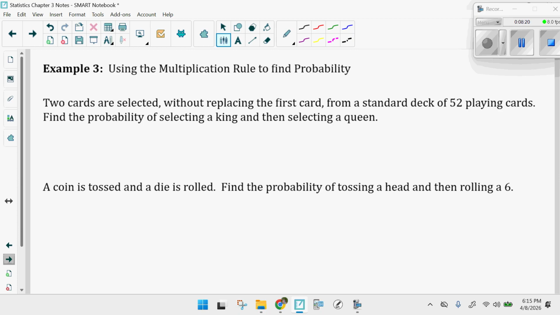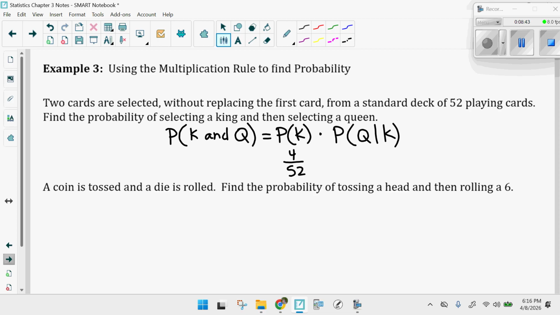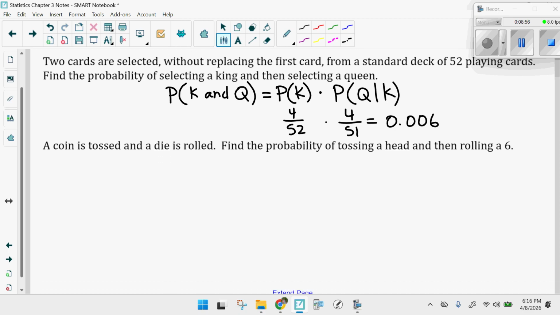So we're going to look at those 2 examples again. I guess I just kind of did those, but 2 cards are selected without replacing the first card. What's the probability of selecting a king and then a queen? So probability of getting a king and a queen is going to be the probability of getting a king times the probability of getting a queen after we already picked a king. So getting a king, we had a 4 out of 52 chance, times getting a queen, we have a 4 out of 51. If we times those together, we end up with a probability of about 0.006.